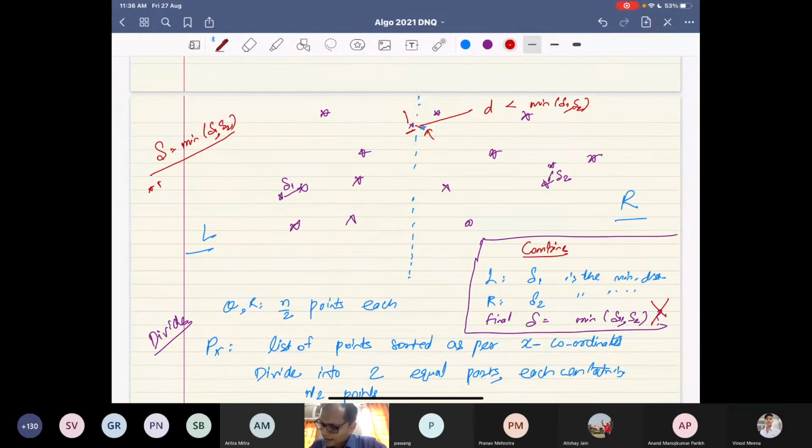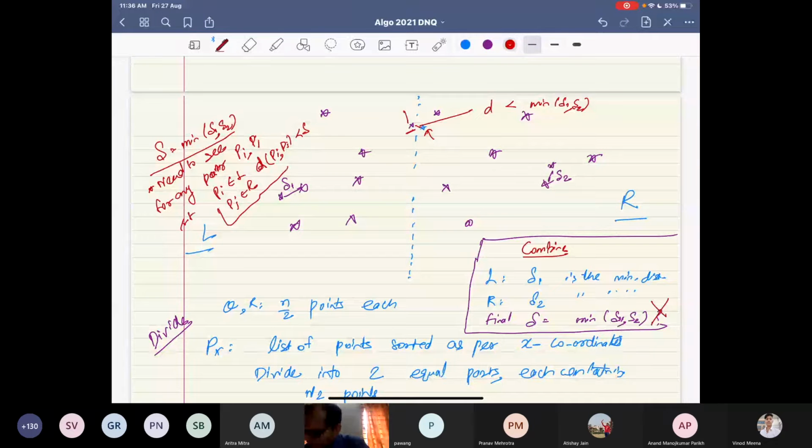So now we need to see, for any pair Pi, Pj such that Pi is in the left hand side, Pj is in the right hand side, and the distance between Pi, Pj is less than delta. They are the pairs that will create problems. Okay. Now, how do I find all such pairs?